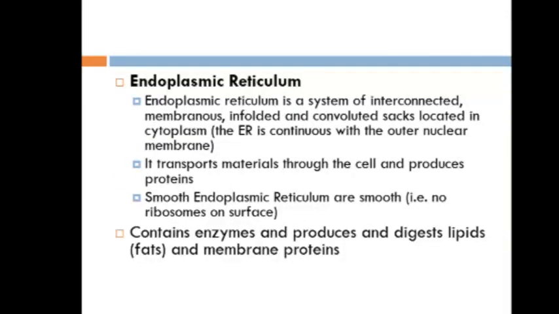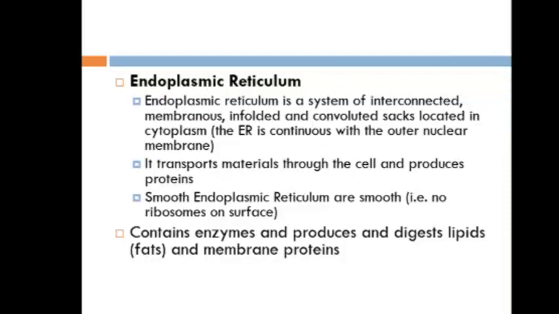Also there is the endoplasmic reticulum. Endoplasmic reticulum is a system of interconnected membranous, infolded and convoluted sacs located in the cytoplasm. Ukienda kule kwenye diagram you can appreciate interconnected, yani zipo membranous. Hapa zilikuwa infolded, kuna folds. Convoluted sacs, kuna sacs, and it is like inside there is empty space located in the cytoplasm. Katika cytoplasm pale zinakuwa found.